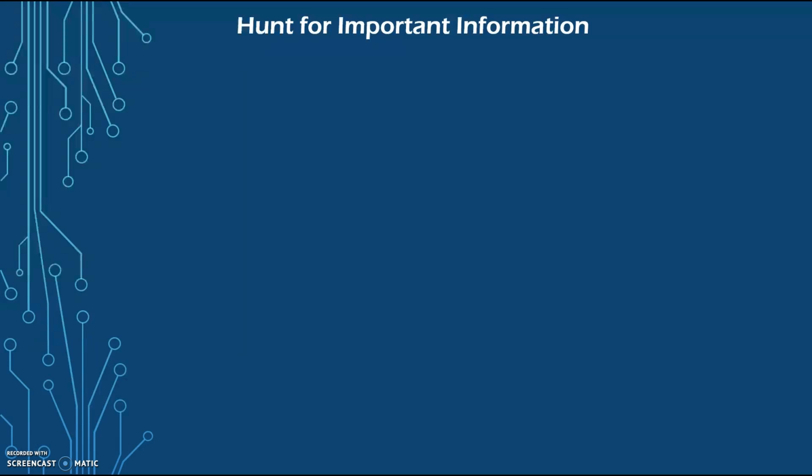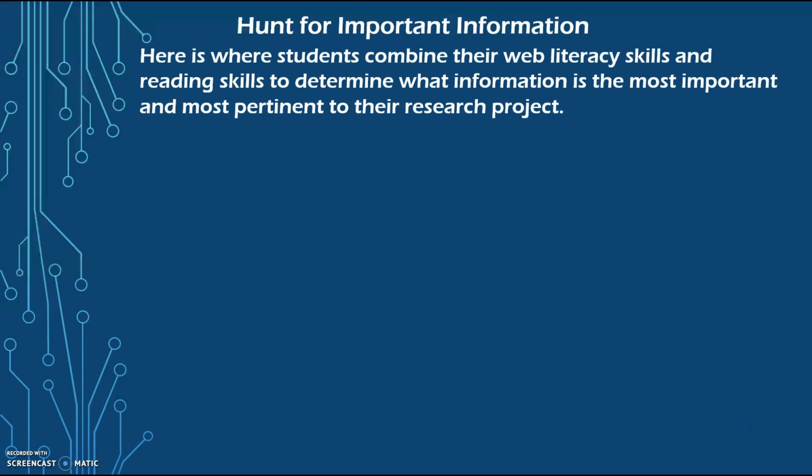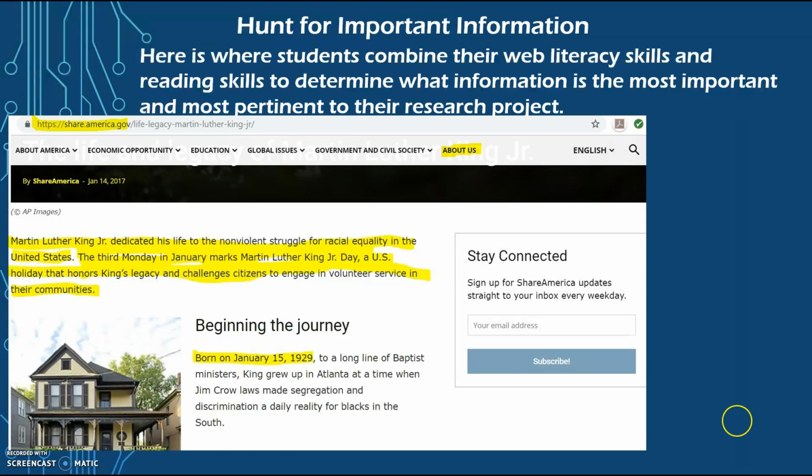H. Hunt for important information. Here's where students combine their web literacy skills and reading skills to determine what information is the most important and most pertinent to their research project. When having students hunt for information, it's important they employ their critical reading skills. They will want to examine common text features that are found in non-digital media and apply them here as well.